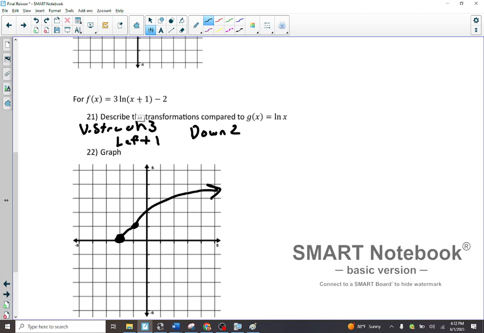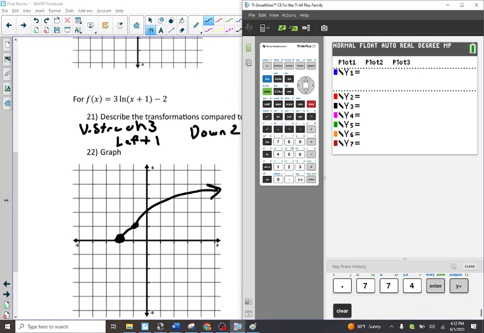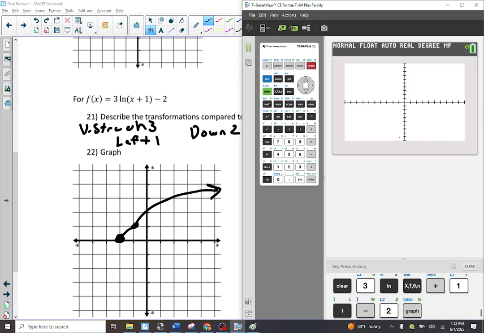Let me do that for this one just in case. So y equals 3 ln x plus 1, parenthesis, minus 2. So I'll graph it. Oh, that's a little bit off from what I drew.